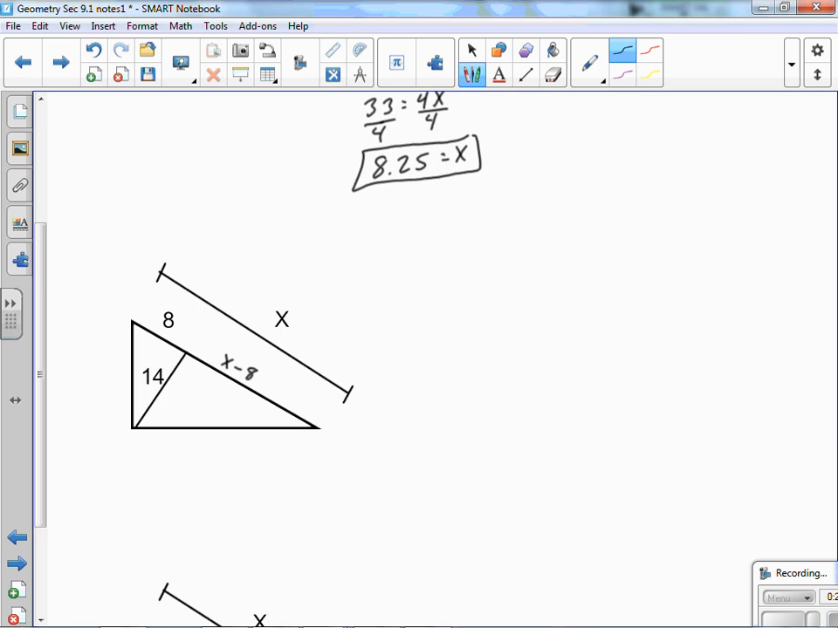So now we've got a value to plug in for each part of the hypotenuse. The altitude is the geometric mean. So start our proportion. And the altitude goes on top on one side, bottom on the other. So 14 and 14. And then the 2 parts of the hypotenuse fill in the other parts. So 8 and x minus 8.